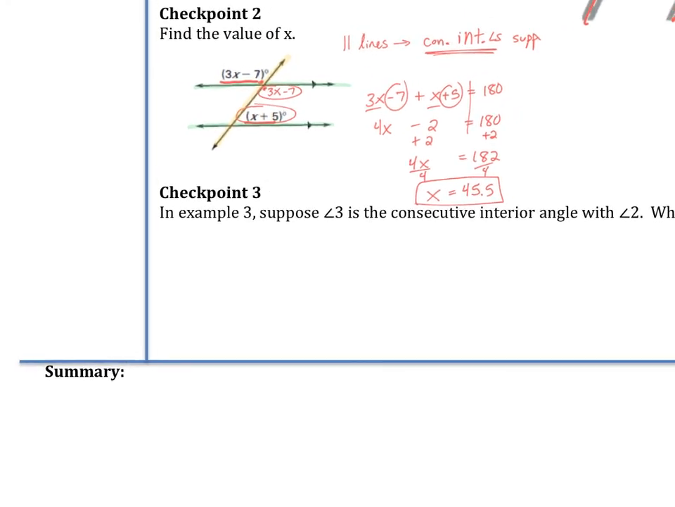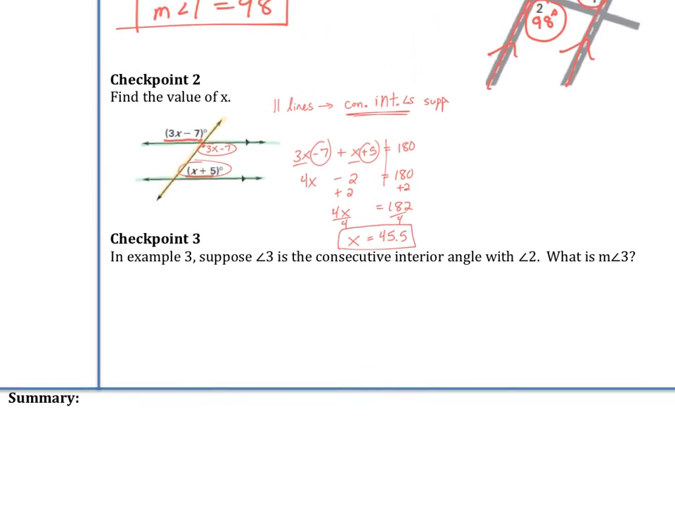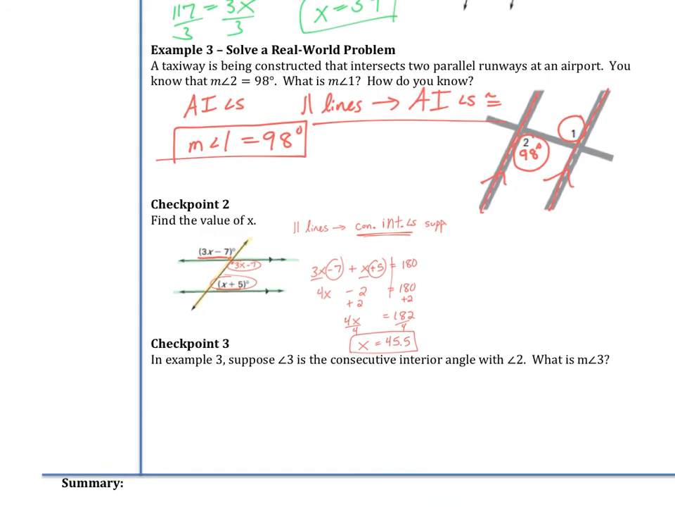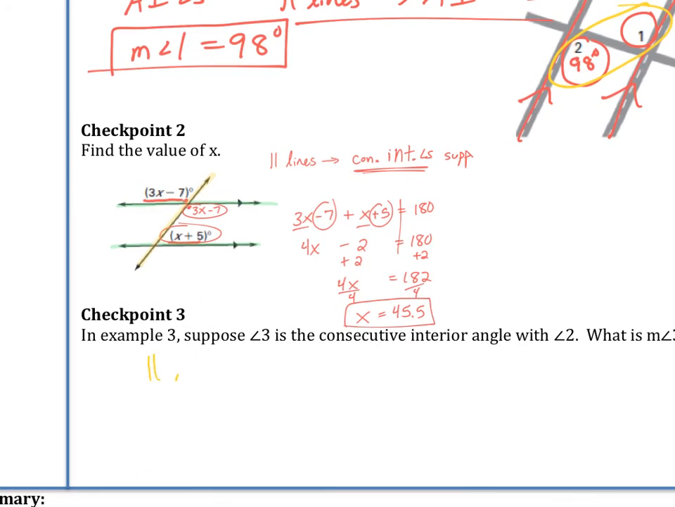Okay, and then the very last checkpoint. It says, in example 3, suppose angle 3 is the consecutive interior angle with angle 2. So suppose that up here, these angles were consecutive interior angles. What is the measure of angle 3? Well, what we would know is parallel lines imply consecutive interior angles are supplementary. So that means angle 2 plus angle 3 equals 180.